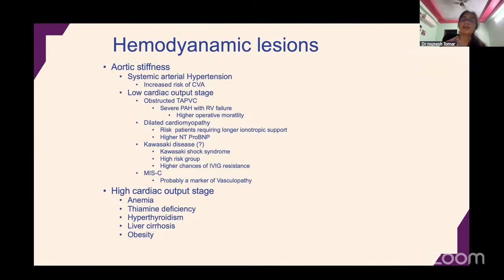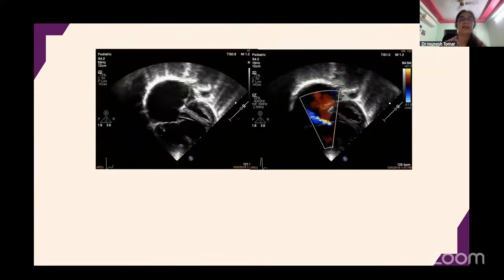High cardiac output states: anemia, thiamine deficiency, hyperthyroidism, liver cirrhosis, and obesity. All these things are associated with flow reversal. All these things say that the issue is significant and we have to act actively in these patients.